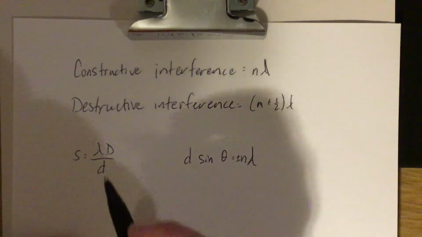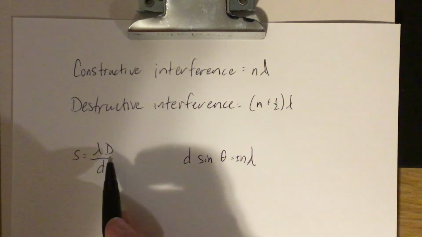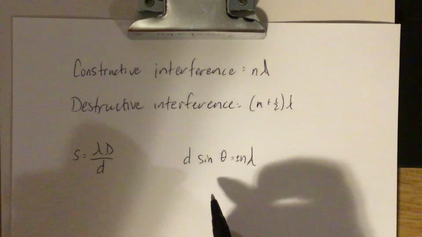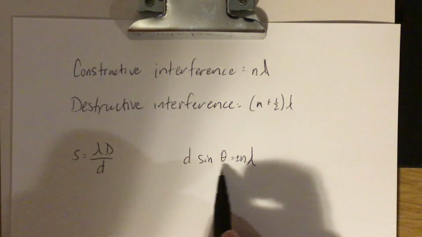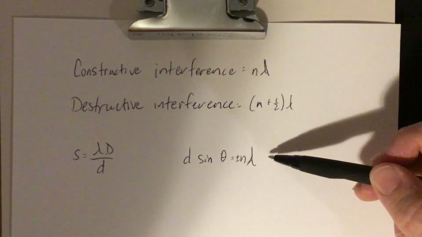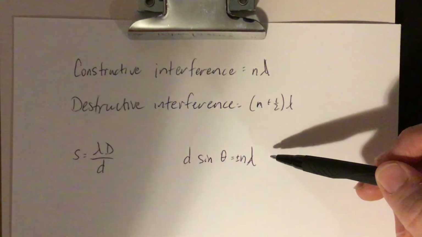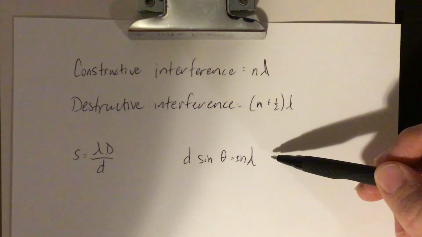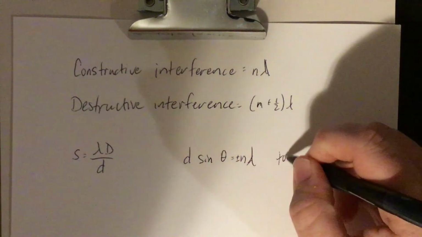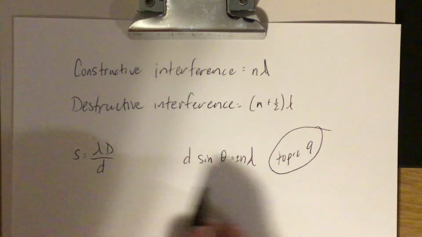And then the other one that'll show up in topic 4 is this equation here, where S equals lambda big D over little d. If you look in the Holt book, you'll see this equation, d sine theta equals plus or minus n times lambda. And this one actually also shows up in the data book, but it's in topic 9. So if you're prepping for the exam, this one shows up in topic 9. I'll show you how these two are connected in a little bit.